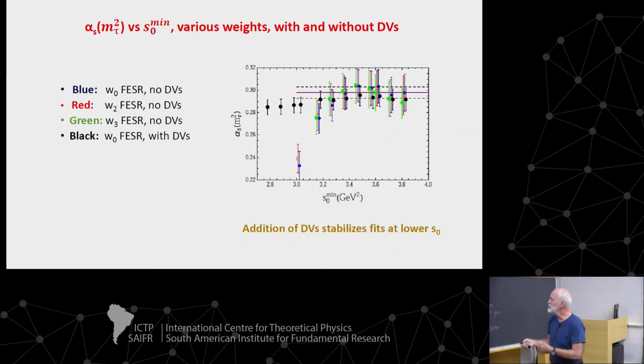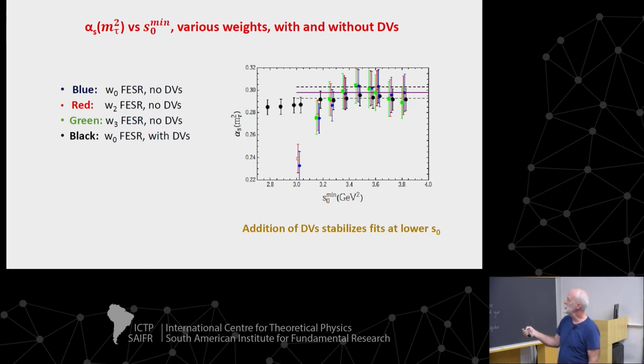Okay, so now again, I'm summarizing these results and not going into a lot of detail. This is just a summary of the results of various analyses with all of the weights, well, actually 3 of the 4 weights, with and without the test of what happens when you put in duality violations in the asymptotic form. These sets of green, blue, red and black points are all supposed to sit at the same S naught, and they're just offset so you can see where they are.